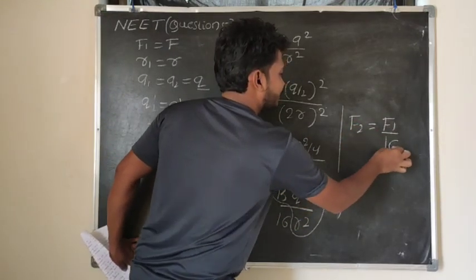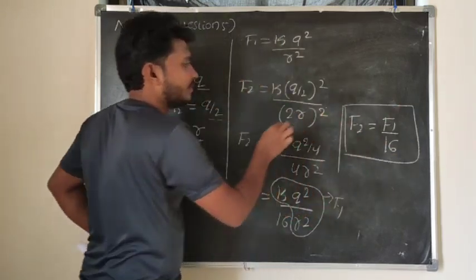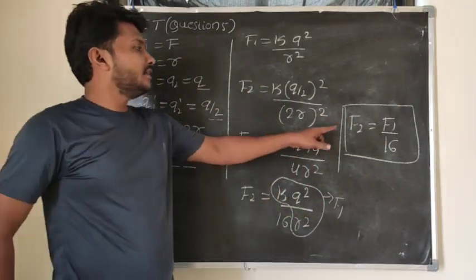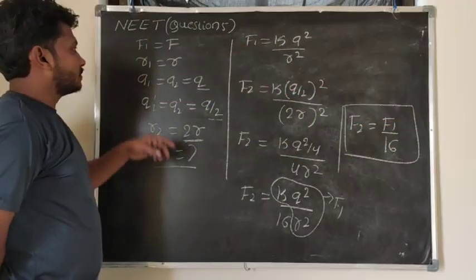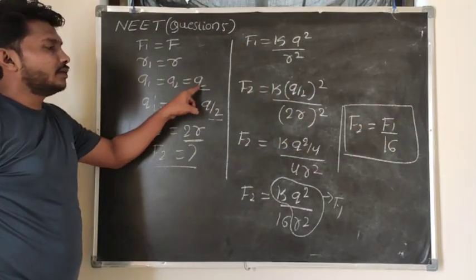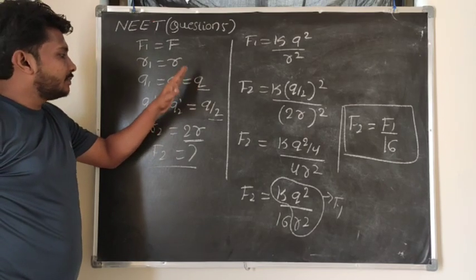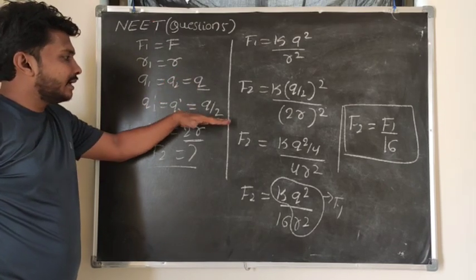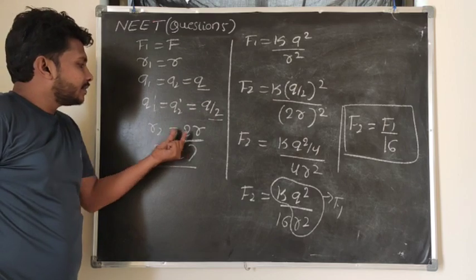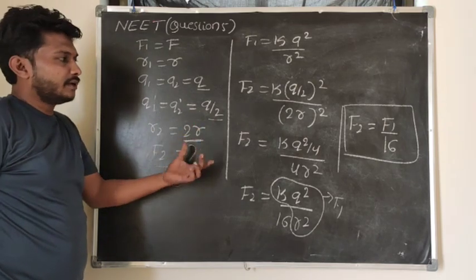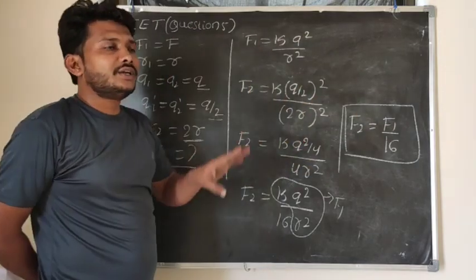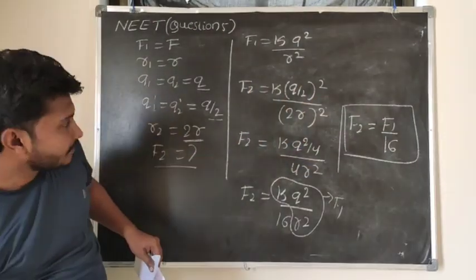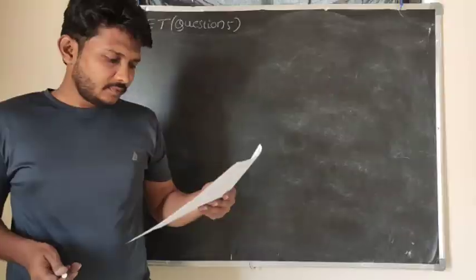F1 by 16 here. What is the new force value here? The new force value decreases to 1 by 16 of the original value. So look at here. Initially they mentioned 2 charges here. Now the charge they made half, and the distance between them they made double here. Then the force decreases by 16 times of the original value here. So look at the next.